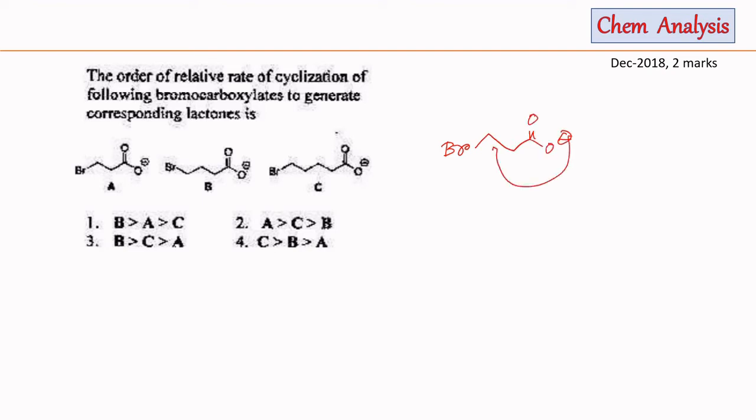if O minus attacks at this carbon center through nucleophilic attack, it will form a 1 2 3 4, 4-membered lactone. This will be the product. For the second case, if O minus attacks at this carbon center, it will form a 5-membered ring, that is 1 2 3 4 5. The generated lactone will be this one, and for the third case the generated lactone will be 1 2 3 4 5, a 6-membered lactone.